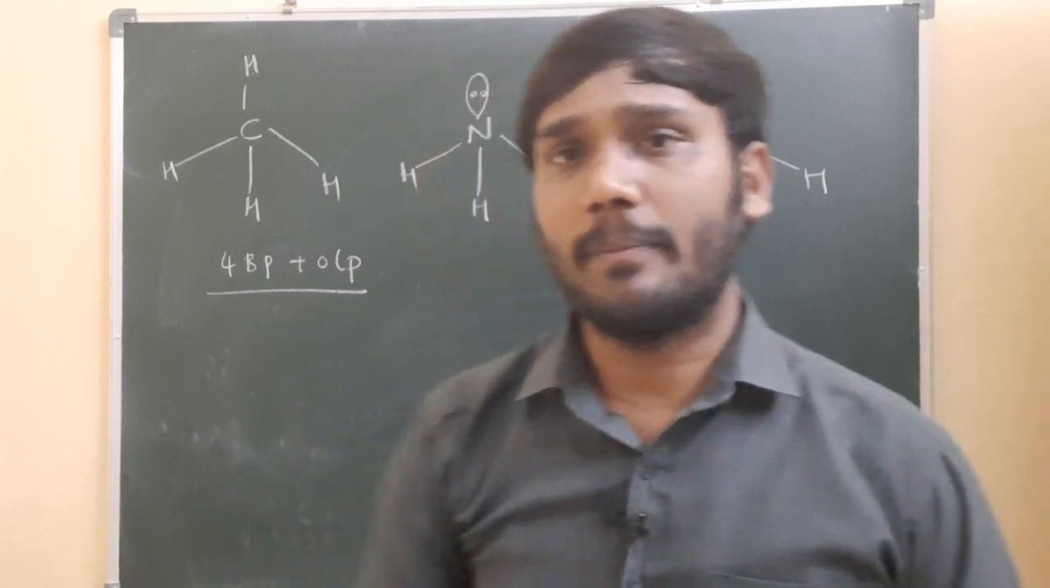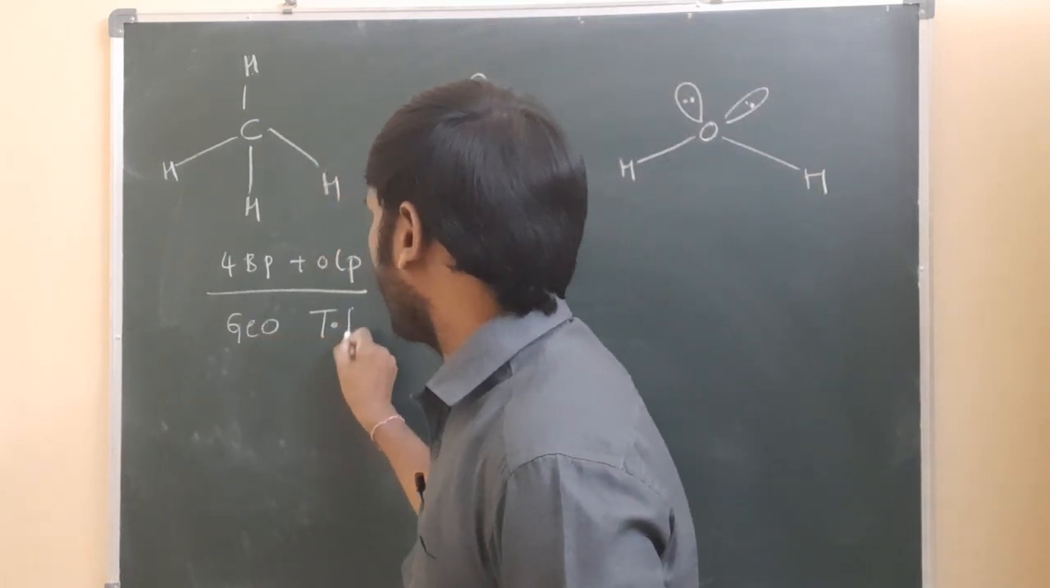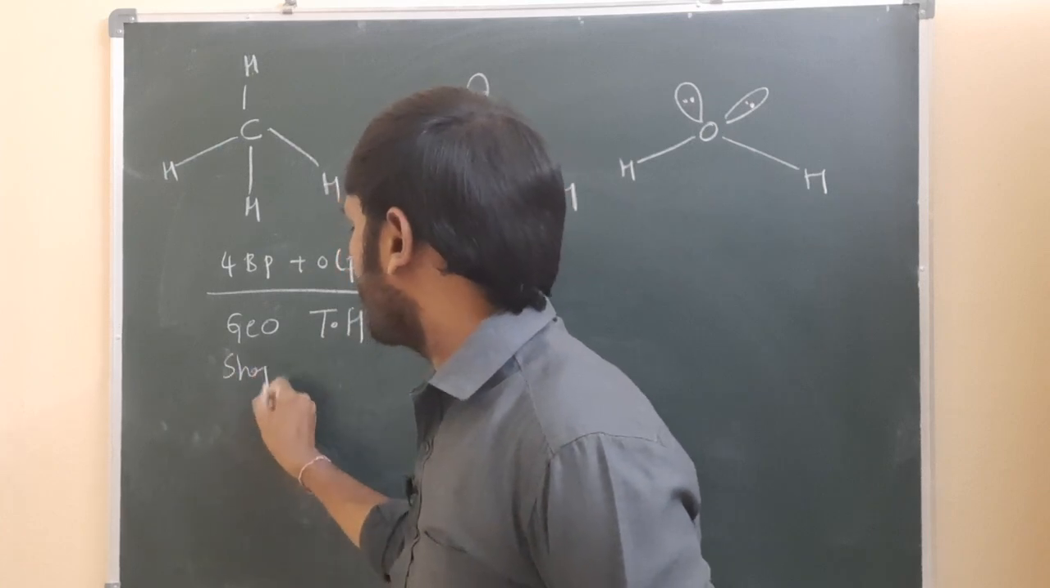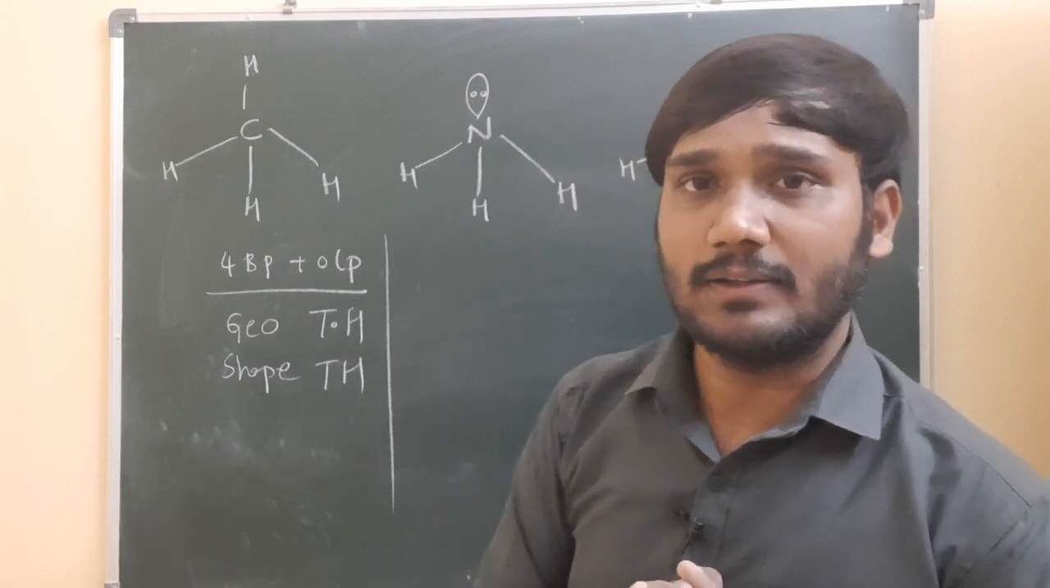When the central atom does not have a lone pair, the geometry and shape of the molecule are equal. So here the geometry is tetrahedral, and at the same time the shape of the molecule is also tetrahedral.